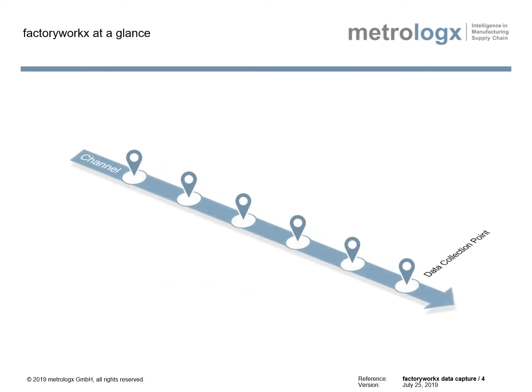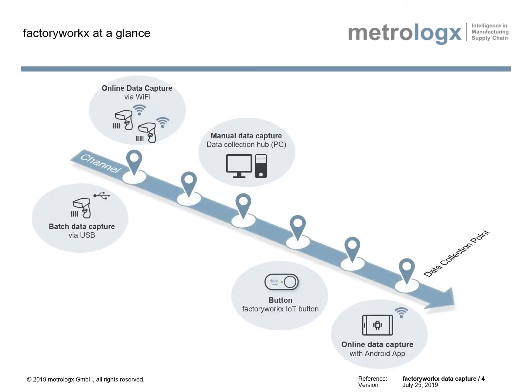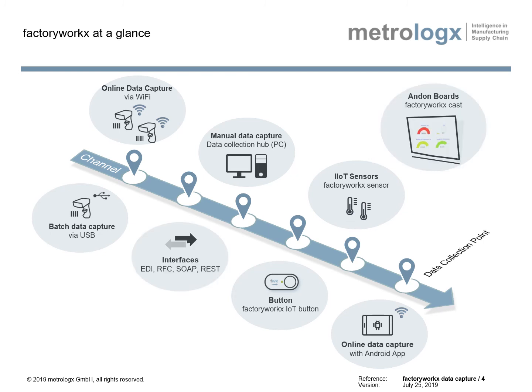Data can be acquired by web browsers, industry-proven app, scanners, buttons, sensors, or interfaces. factoryworkx uses state-of-the-art protocols and encryption to protect the data considering the art of the internet. Despite the fast deployment with little training requirements and a self-describing business case, there are the following critical success factors to consider.